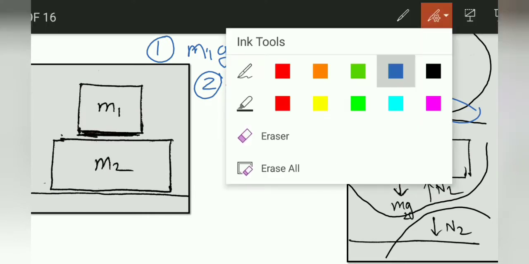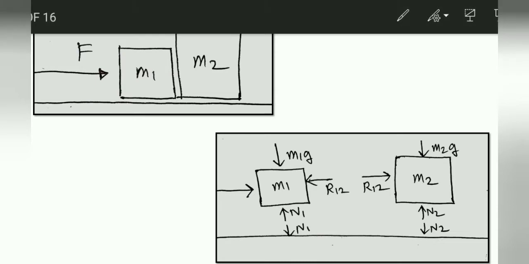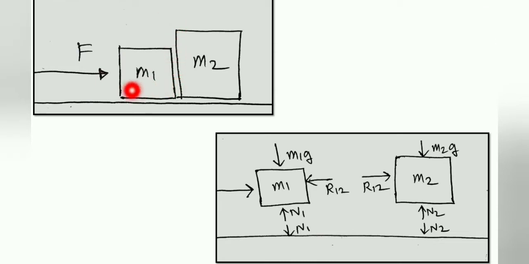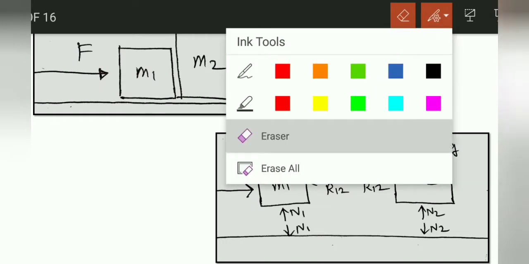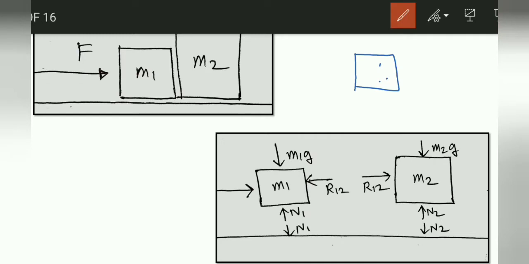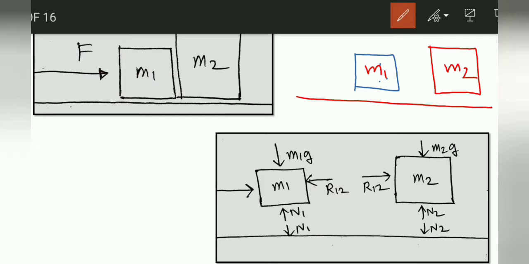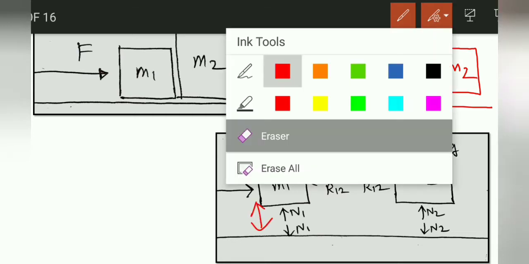So I hope now this is clear to everybody. Next example: we have two blocks lying horizontally alongside, and we are applying a force F on the block. Let's analyze. Our first task is to separate the objects. I will draw this object first, that is M1, and we will also draw the next object, that is M2. This is M1 and this is M2, and the ground, because they are lying on the ground. I have kept some distance here between the ground and the blocks.